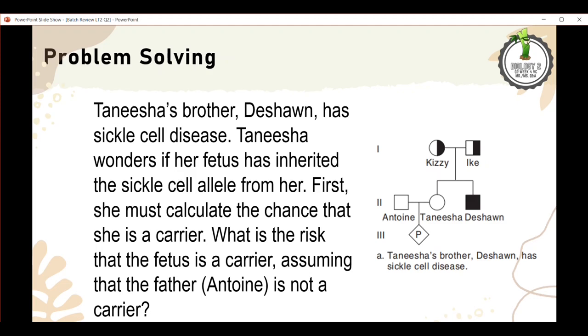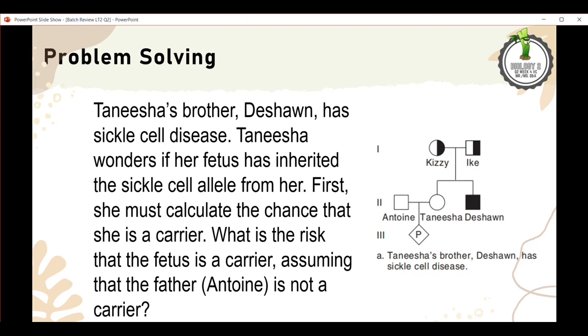So here's an example. We already have discussed this. Tanisha's brother, Deshaun, has sickle cell disease. Tanisha wonders if her fetus would inherit the sickle cell allele from her. So she must calculate the chance that she is a carrier. What is the risk to the fetus, assuming that the father, Antoine, is not a carrier? So first of all, the brother is affected and the sister is not affected. So you would expect that sickle cell disease is autosomal recessive.